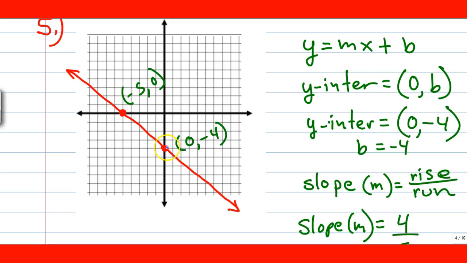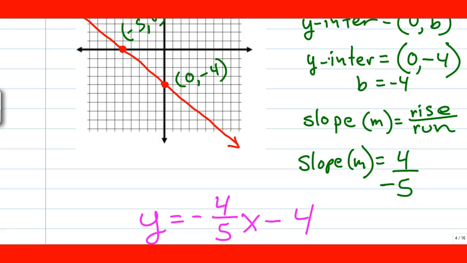So I'm going to start on 1, and I find that I have to rise 1, 2, 3, 4 places. And I went towards the positives. I rose. So in the top of my fraction, I'm going to have a 4. Now I'm going to see how many I have to run to get to the second point that I selected. I'm going to have to go towards the negative, so this is going to be a negative value. So I'm going to go 1, 2, 3, 4, 5. So now it's a negative 5.